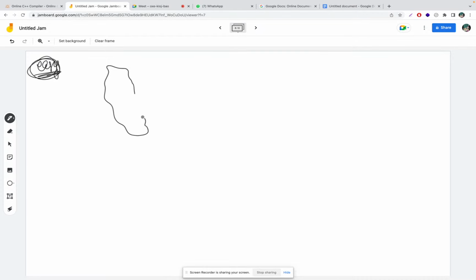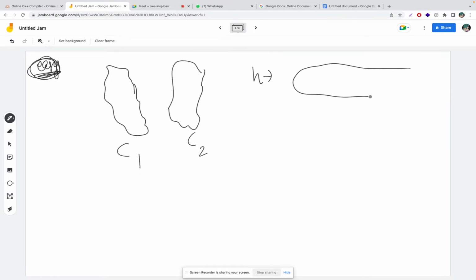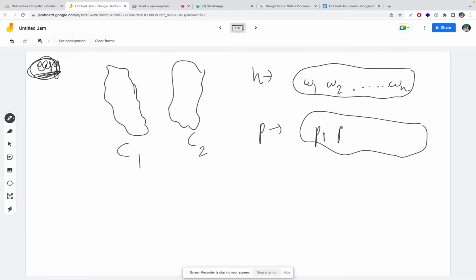So let's start. Say you are given two bags. How many bags? Two bags, with capacity C1 and capacity C2. You are given n items. This stays the same: weights W1, W2 till Wn, and the profit of those items, P1, P2, till Pn. Very good.